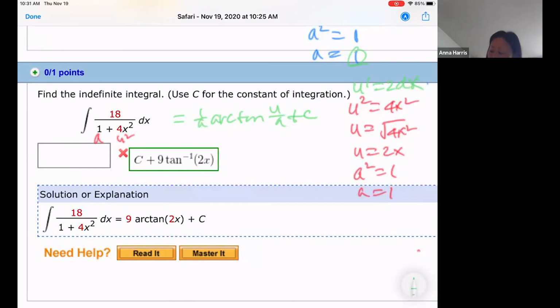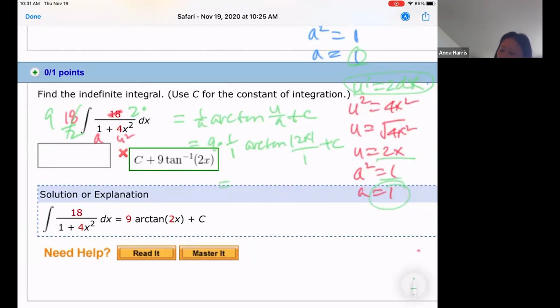All right, so I'm just going to do everything I need. Let's just put 18 here, and then we multiply by 2 and divide by 2. Then I can plug into my formula. 18 divided by 2 happens to be 9. So I can rewrite it as 9 times 1 over a, and a is equal to 1, arctangent, u is 2x, plus c, which is equal to 9 arctangent 2x plus c.